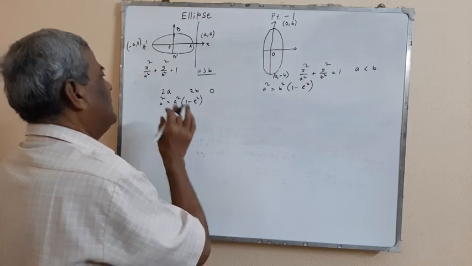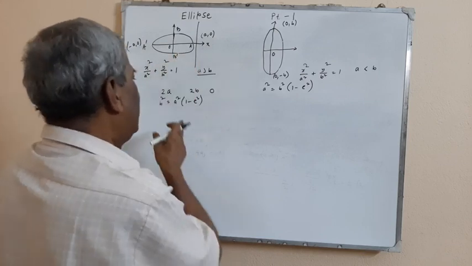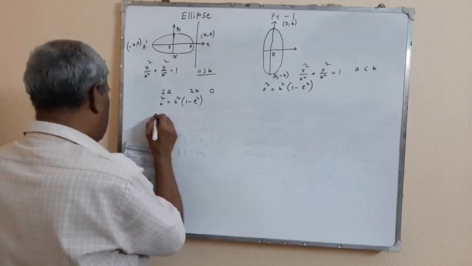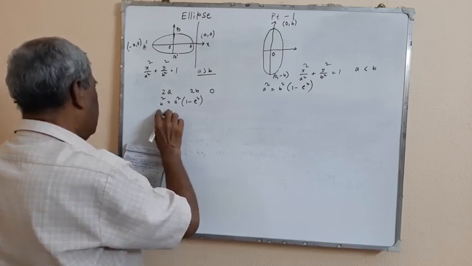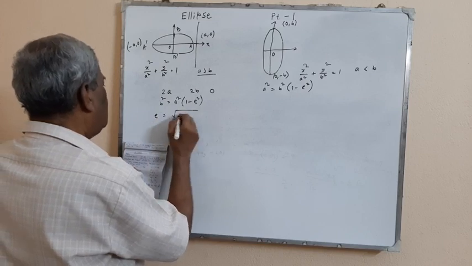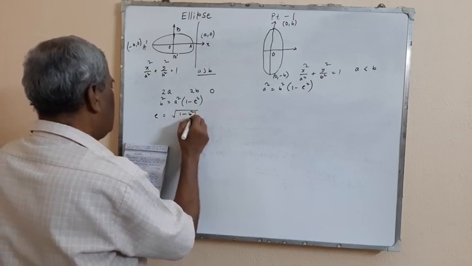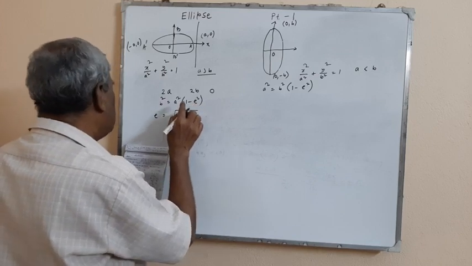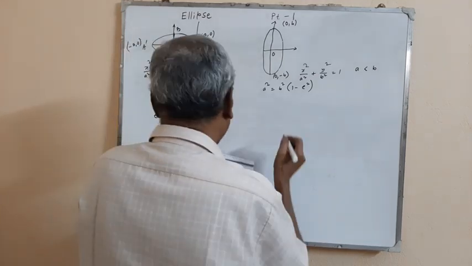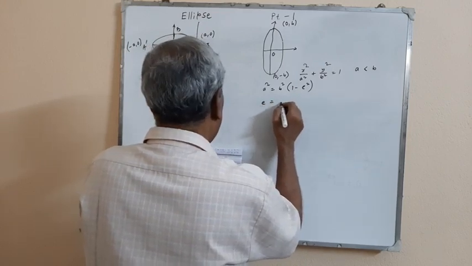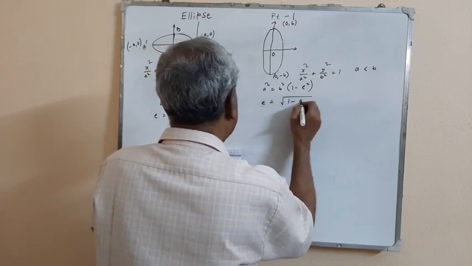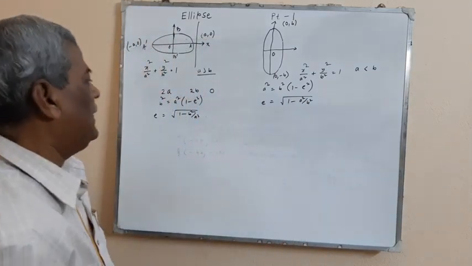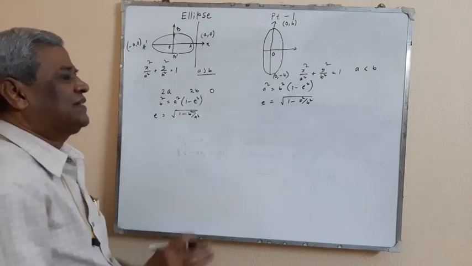Eccentricity E for this case can be derived from here. E is equal to root over of 1 minus B square by A square. For that case, E is equal to root over of 1 minus A square by B square. You see, always A and B are interchanged for this and that.